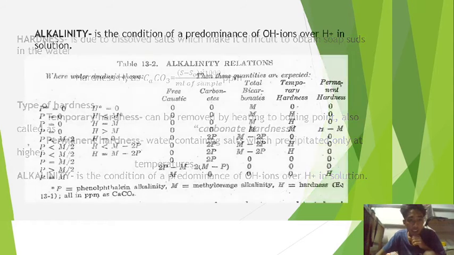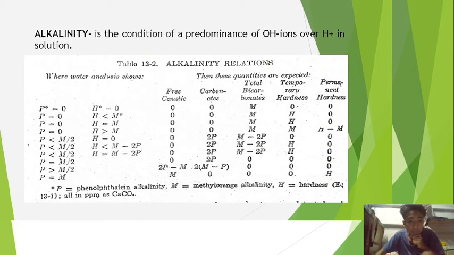So next is alkalinity. Alkalinity is the condition of predominance of OH ions over H plus in solution. So here's the table for alkalinity relations, where water shows that those quantities are expected: hydroxide, carbonates, total bicarbonates, temporary hardness, and permanent hardness. So this is the table for alkalinity relations.